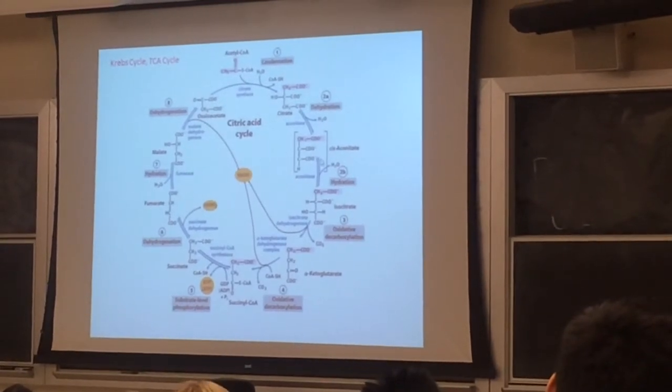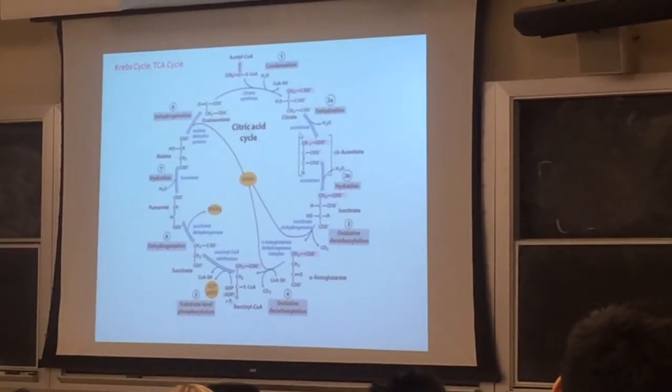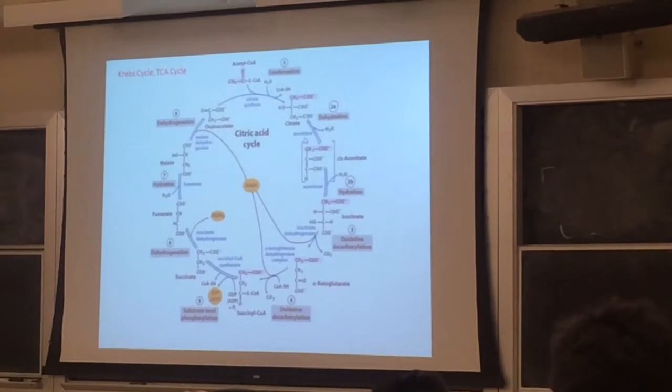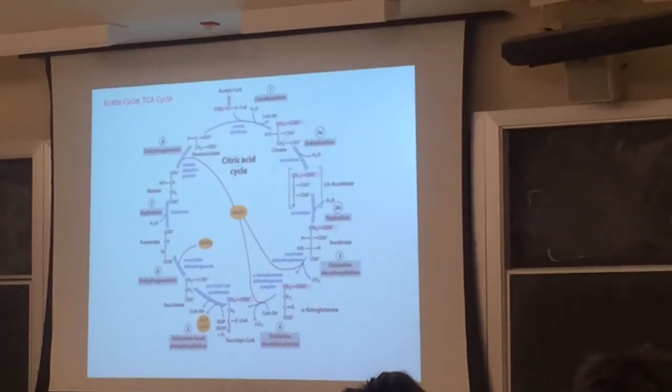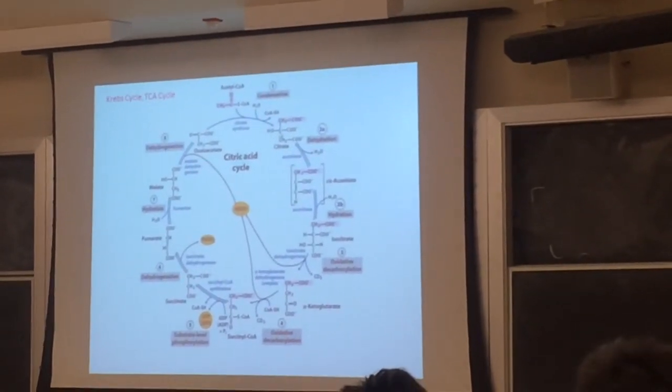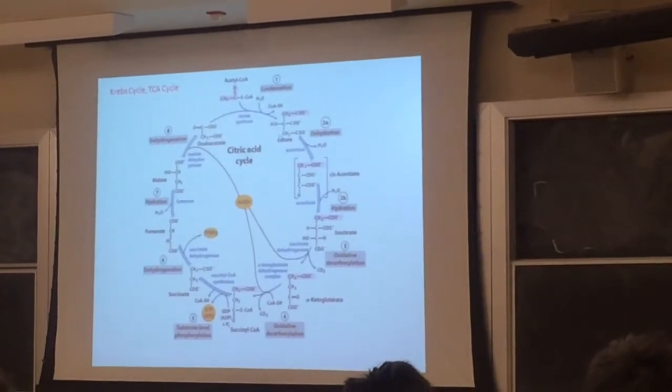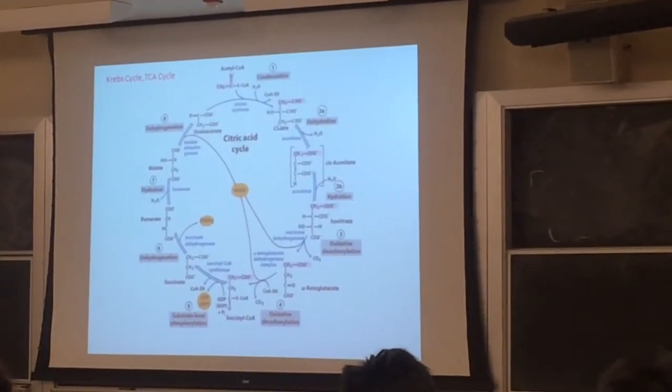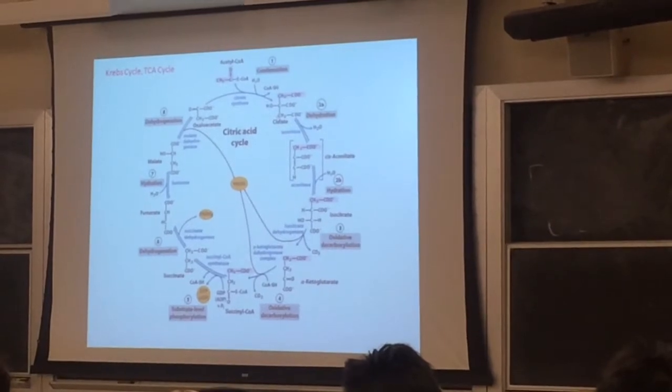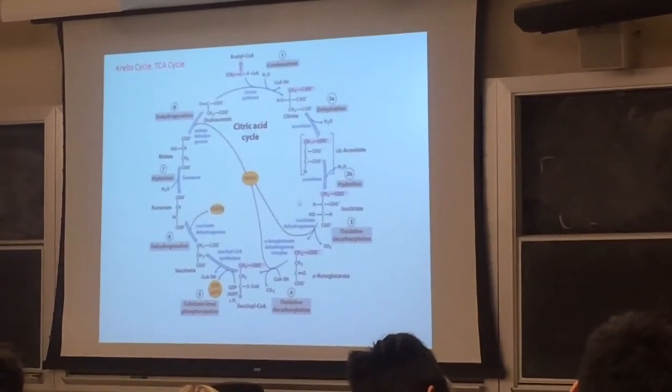So what this enzyme aconitase does is it takes this OH group right here on this carbon, and it just moves it down to this carbon here. So if you look down here, now the OH group is down here.